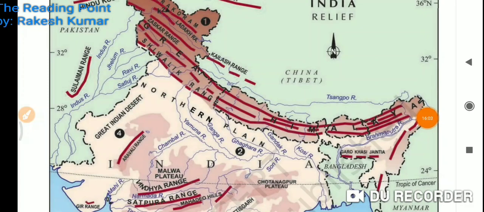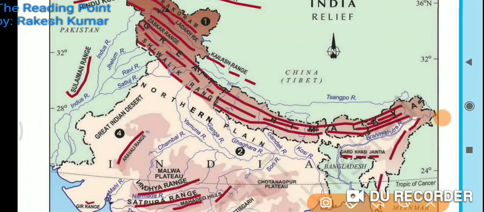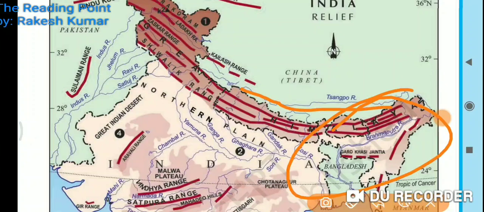Now let us have a look at the third part of this plain, that is the Brahmaputra Valley. The Brahmaputra Valley, or the Assam Plains, lies in eastern India. You know well the Brahmaputra river originates in Tibet. In Tibet it is known as the Sangpo river, and it enters India through Arunachal Pradesh. This river brings a large amount of silt from Assam.